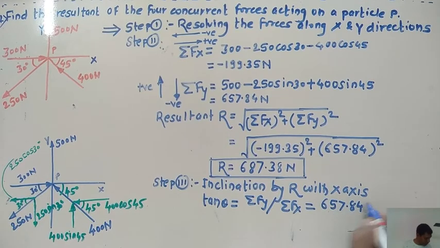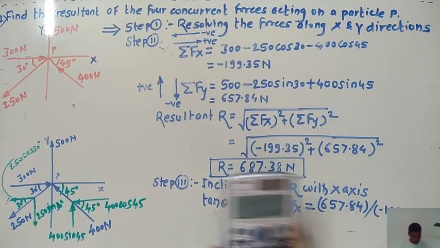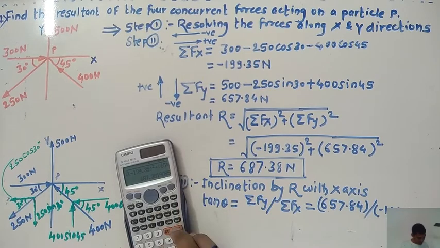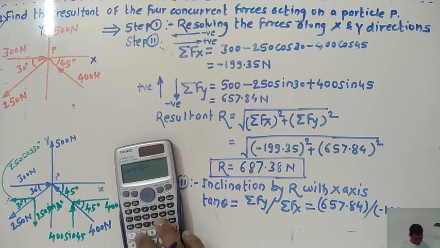So summation of Fy with us is 657.84, divided by, what's about the summation of Fx? This one with us is minus 199.35. Now do the calculations and get the value for the theta. Get the direct value for the tan inverse, so that you can get the value for the theta: 657.84 divided by minus 199.35.